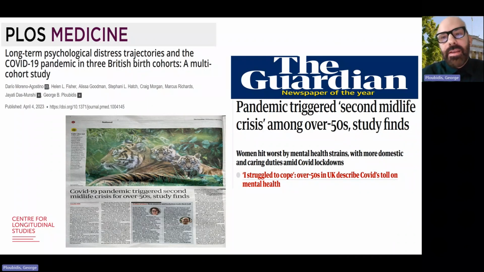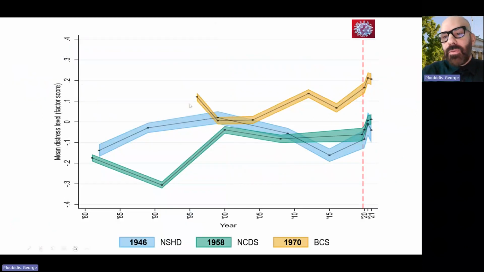And this is some work we did to look for the potential impact that the pandemic might have had on the mental health, on psychological distress of those over 50 here in the UK. And you see there, there's a very dramatic headline from The Guardian that the pandemic may have triggered a second midlife crisis among over 50s. And well, this is what we find. And this is long-term trajectories.